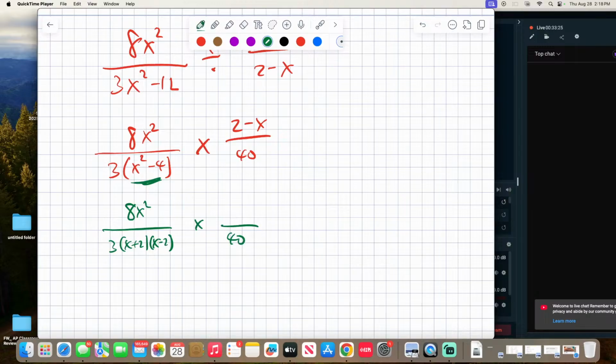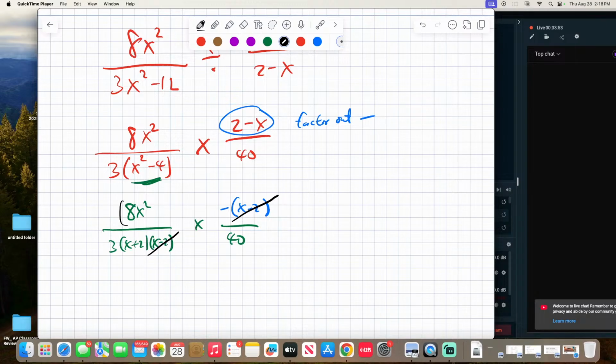Now I see 2 minus x, and I see the bottom is x minus 2. So what I'm going to do is take this and factor out a negative sign. Is that okay? So it'll be negative times x minus 2. Is that okay? Then can you see there's something I can cancel now? What else can I simplify? There's one more thing I can simplify.